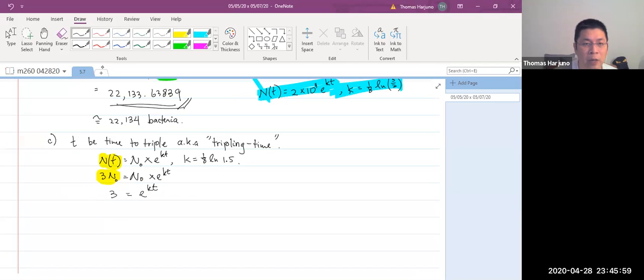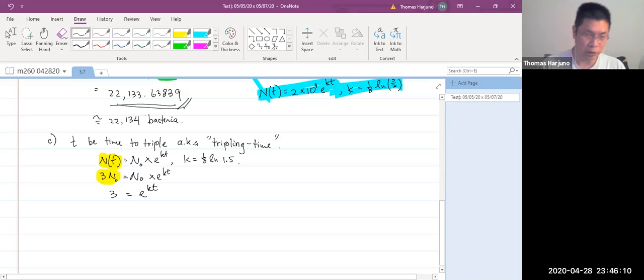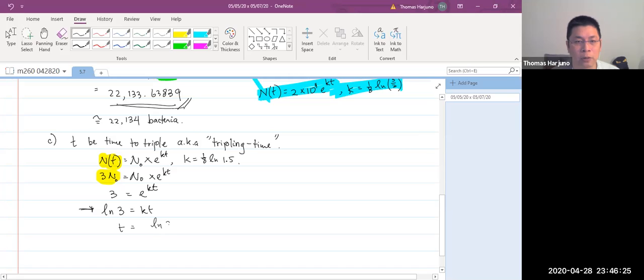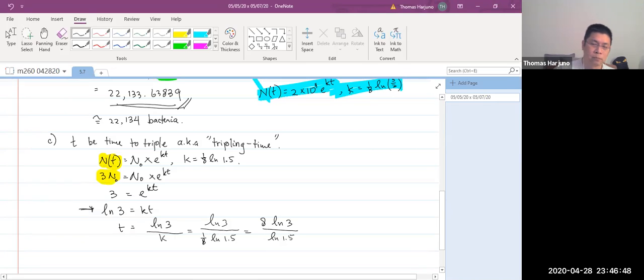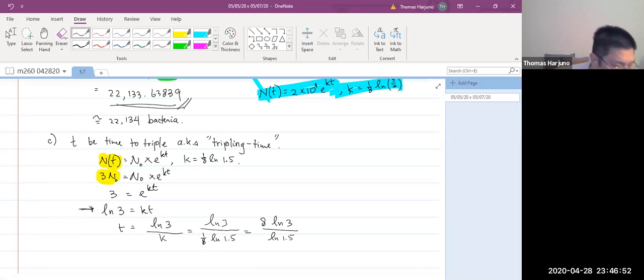So notice that for the tripling time, e to the kt becomes 3. Doubling time, that's the more well-known terminology, is when 2 equals e to the kt. Now we change this into log form. Natural log of 3 equals kt. t equals natural log of 3 over the k, which we know to be 1/8 natural log of 1.5, or 8 times natural log of 3 over natural log of 1.5. See, I don't do rounding. I try my best not to do any rounding.